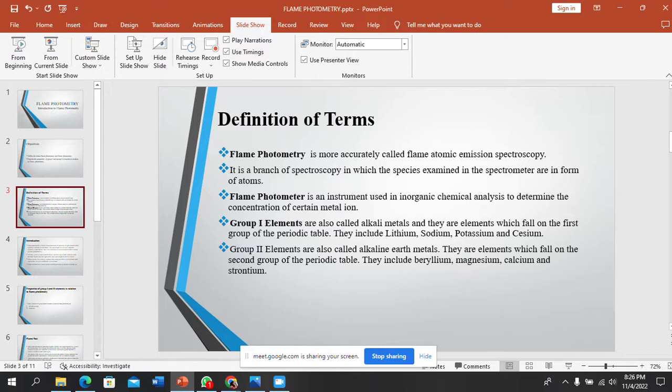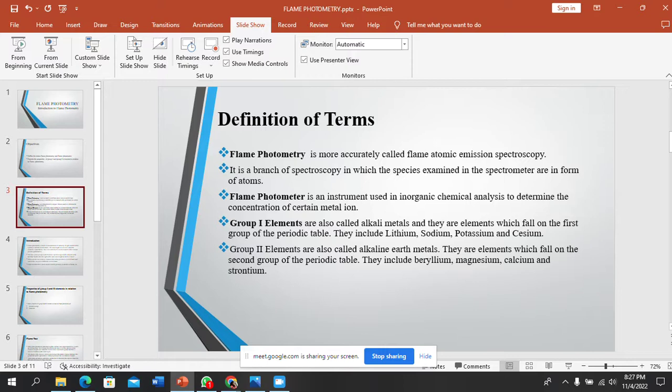Then we have another term, group 1 element. Who can define to us what is a group 1 element? Eric? These are alkali metals and they are elements which fall on the first group of the periodic table. So that is true. We have examples of lithium, sodium, potassium, and cesium. Those are group 1 elements.